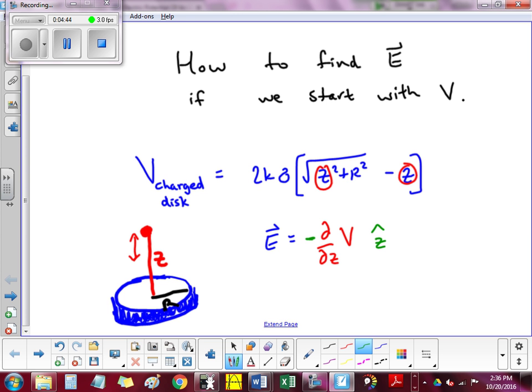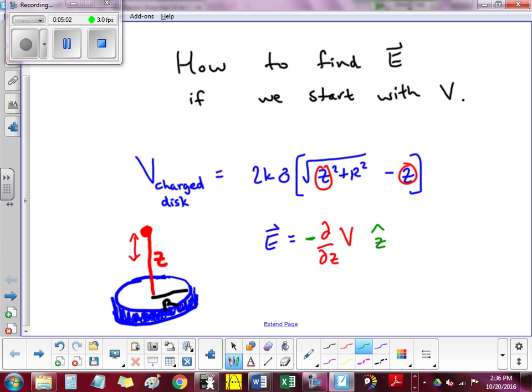The z hat comes from the fact that we need E to eventually be a vector. So we have to assign some kind of a hat to it. And z seems the logical choice, since we also believe that the E field would be pointed in the z direction as well. Okay, so remember, V doesn't have its own direction.